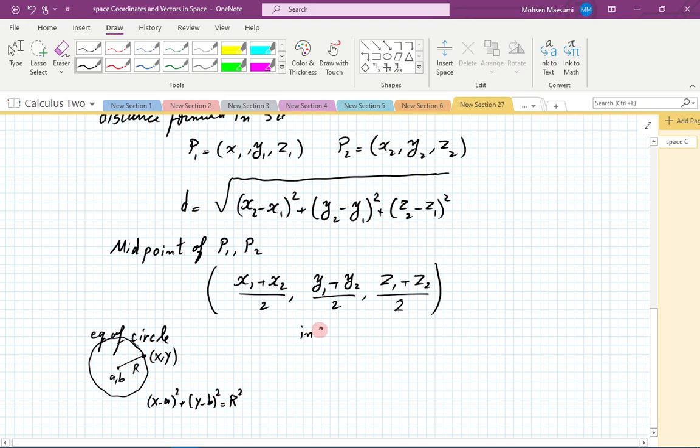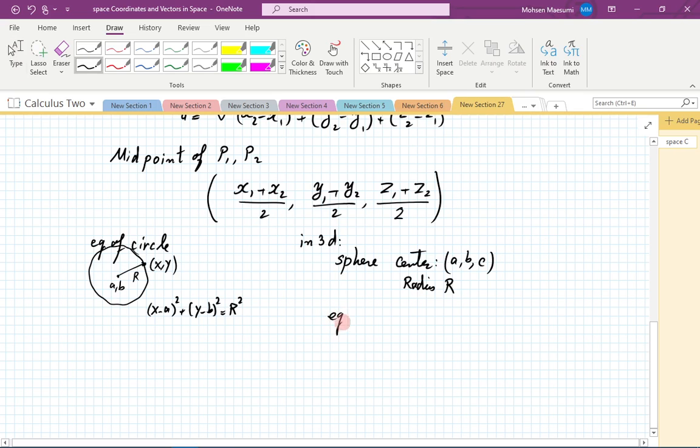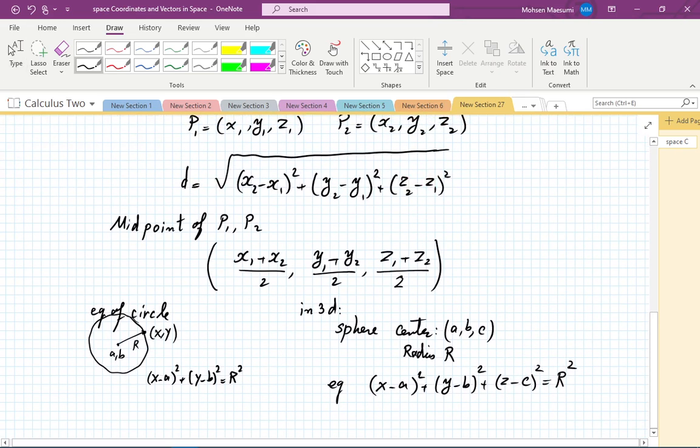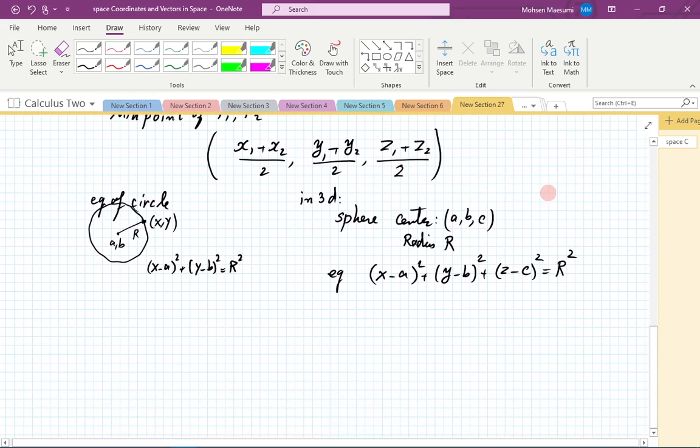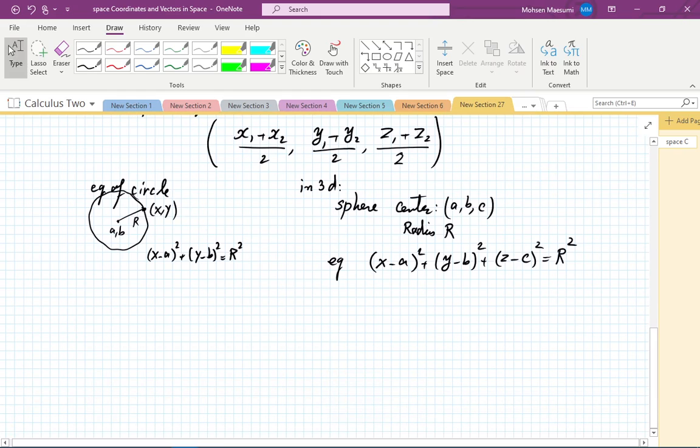Well, in 3D, our shape is going to be a sphere. And suppose the center of the sphere is, let's call it (a, b, c), and the radius of it, let's just continue to call it r. The equation is going to be (x minus a) squared plus (y minus b) squared plus (z minus c) squared, and all of that is equal to r squared. So what is this formula? That is really the distance formula squared on both sides, and that gives us our spheres.